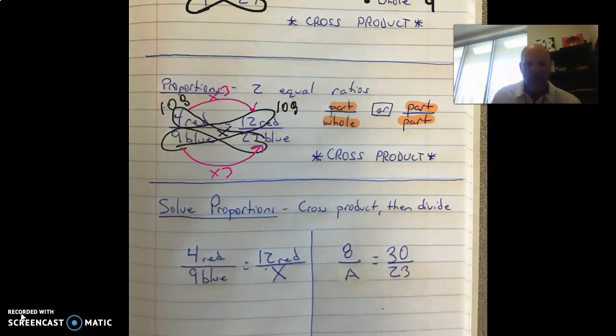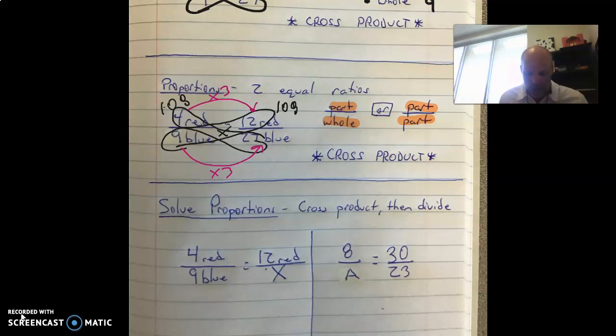Okay, so how do we solve proportions? Because a proportion is going to have a missing value. So all we do is we cross product. We still cross product, but we can't multiply everything. Then we divide by the number that we have remaining.